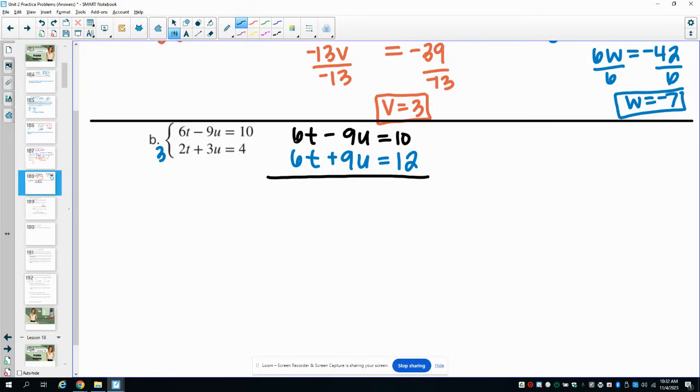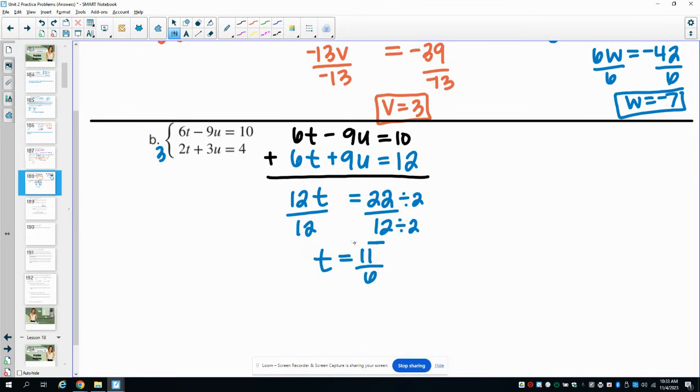So you can either add these equations or subtract them because the t's are the exact same and the u's are opposites. I like to add, so I'm going to add the equations together. So 6t plus 6t is 12t, -9u plus 9u is 0, and then 10 plus 12 is 22. So then we'll divide by 12, and we get that t equals 22 over 12. But that simplifies because both of these divide by 2. So we simplify to 11/6.